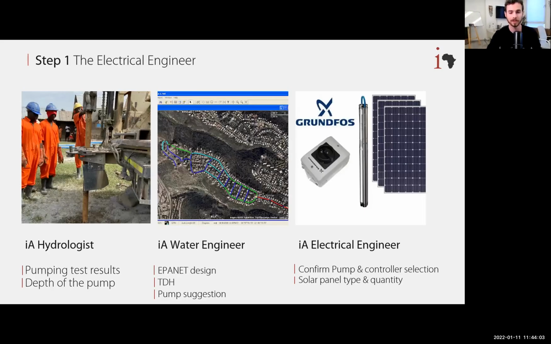Here you can see the process, just like I mentioned. We got the hydrologist, we got the pumping test results, we have the depth of the pump and all the data. And then the water engineer takes the data, analyzes it, plans the EPANET design, calculates the total dynamic head, and suggests the pump. And then we see the suggestion that we got from the water engineer. And then we see if we approve it.